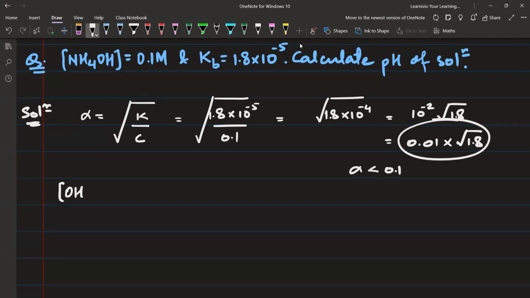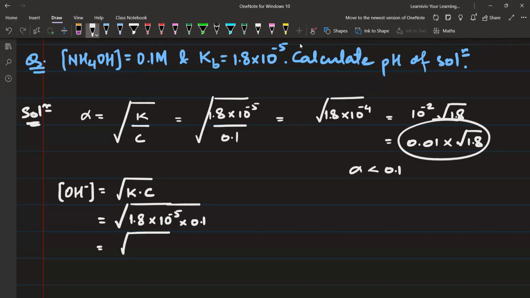So I can use directly that concentration of OH negative will be equal to under root of Kc, under root K into C. Now K is 1.8 into 10 to the power minus 5 into 0.1. This will be equal to, now this calculation is important. I am teaching you how to do the calculation also. 1.8 into 10 to the power minus 6.